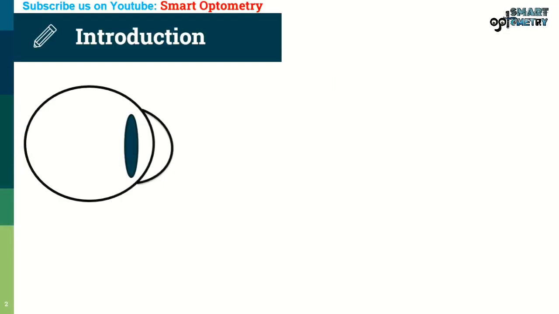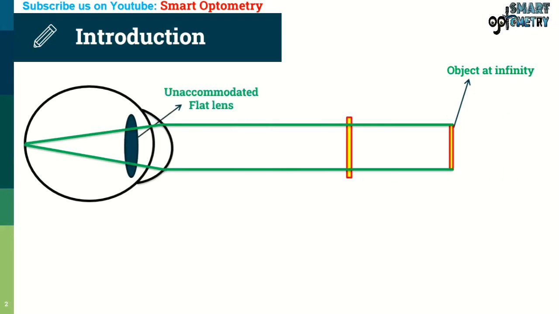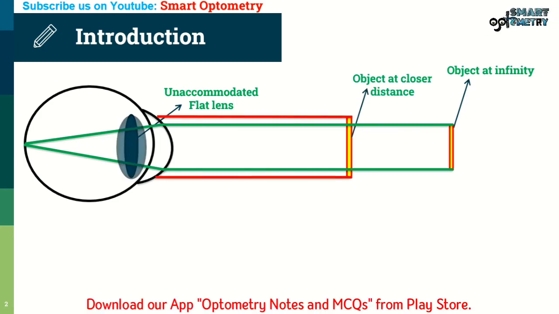In an emmetropic eye, if the object is at 6 meters or infinity, then the light rays coming from that object focus on the retina. But if the object is brought closer than 6 meters, our eyes need more converging power to focus on the retina.